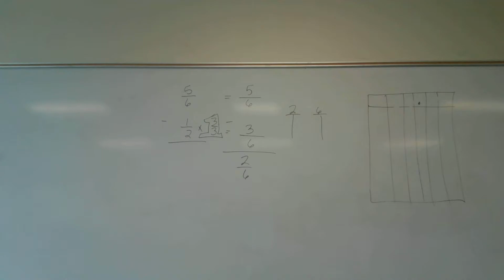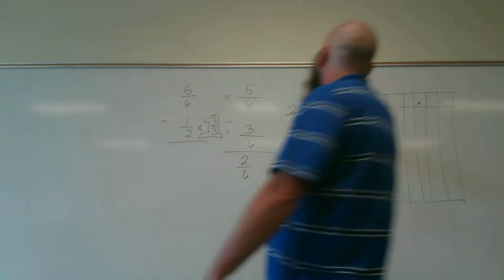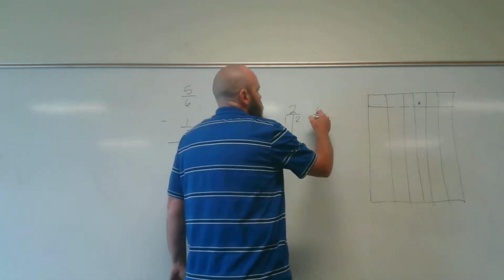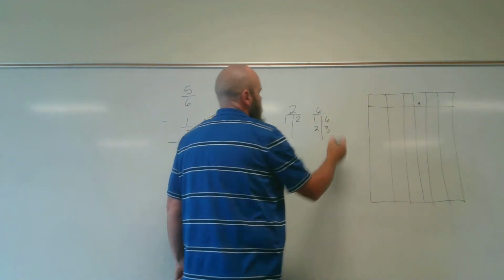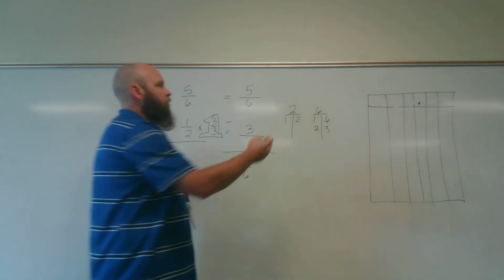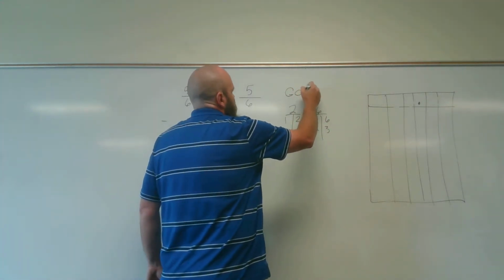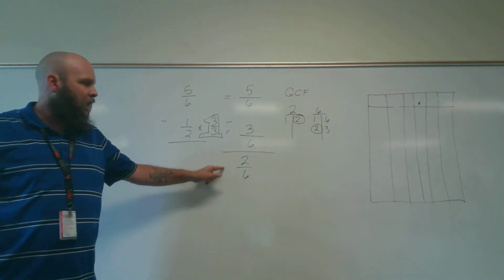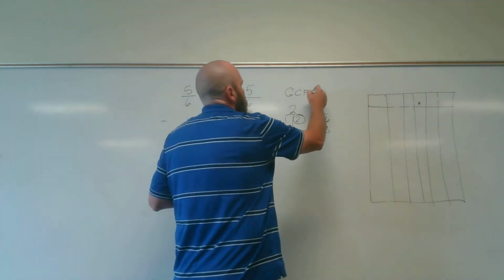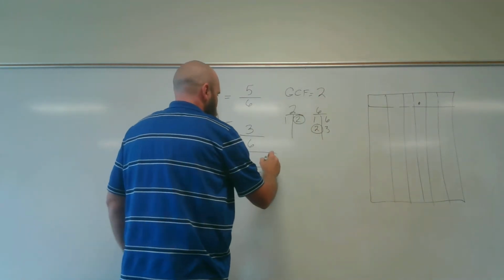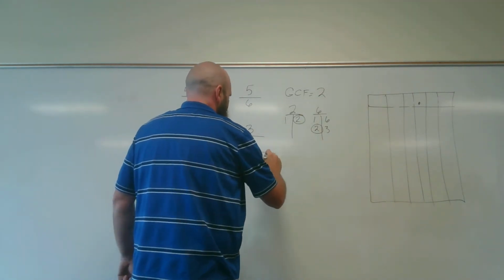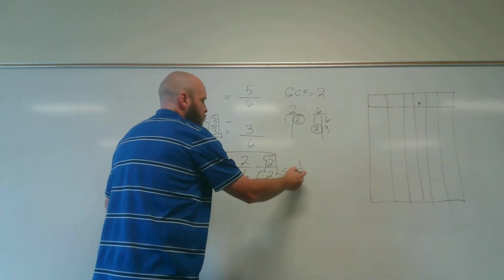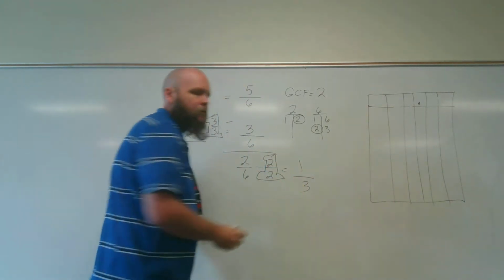Two is a prime number, so the only factors of 2 are 1 and 2. 6 is composite, so it has 1 times 6 and 2 times 3, which tells me our greatest common factor is 2, which means I can divide my numerator and denominator by 2, because 2 divided by 2 equals 1. That doesn't change the value. 2 divided by 2 is 1. 6 divided by 2 is 3.